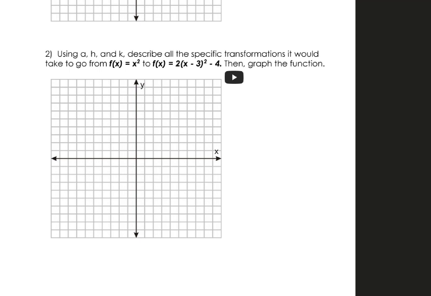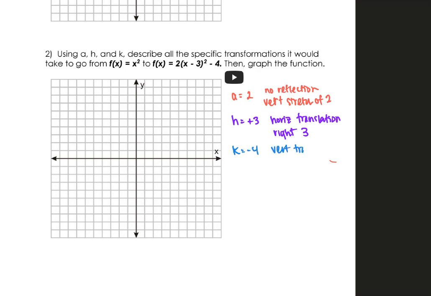All right, so now let's do just a couple of the practice problems. So here's our equation. So I'm going to first determine what a, h, and k is. So a is 2, so that means there's no reflection. Since a is greater than 1, that means there's going to be a vertical stretch of 2. H is going to be positive 3, which means there's a horizontal translation, right 3. And then k is -4, which means that we have a vertical translation, down 4.